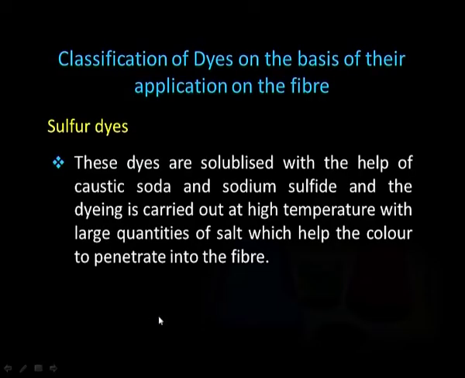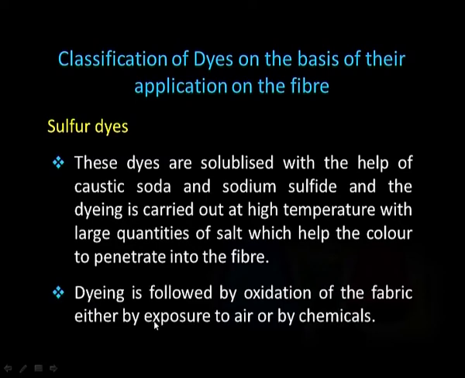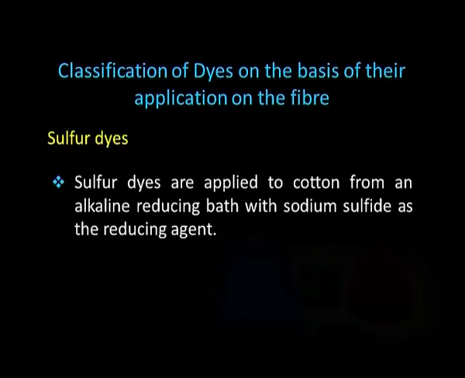The next category of dyes is sulfur dyes. These dyes are solubilized with the help of caustic soda and sodium sulphide, and the dyeing is carried out at high temperature with large quantities of salt, which help the color to penetrate into the fiber. Dyeing is followed by oxidation of fabric either by exposure to air or by chemicals. Sulfur dyes are applied to cotton from an alkaline reducing bath with sodium sulphide as a reducing agent.